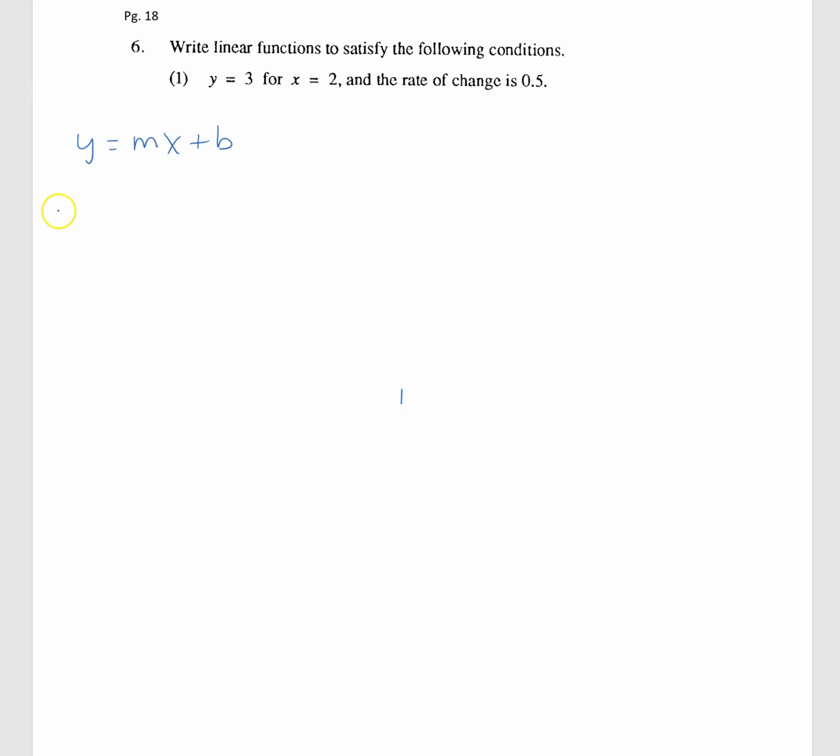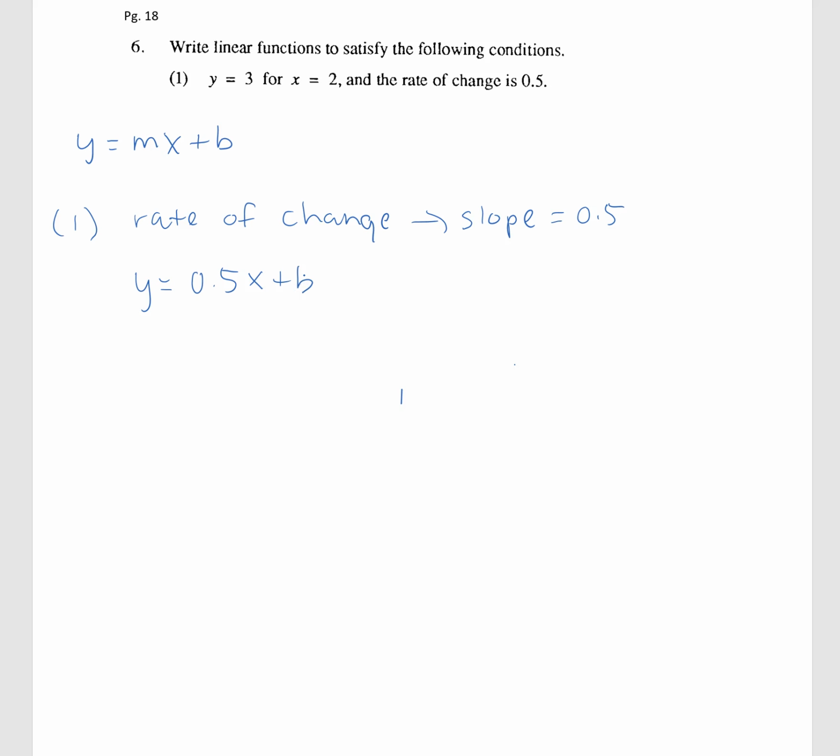So starting out with part 1, we can see that we've been told the rate of change is 0.5. And another way of saying rate of change is the slope. So this is telling us that the slope of the line is 0.5. So plugging that in, we get y equals 0.5 times x plus b.